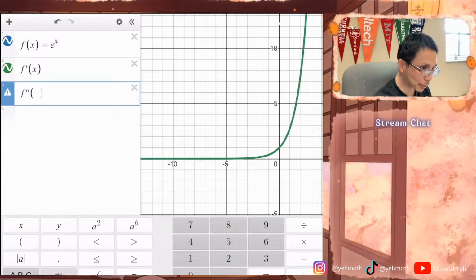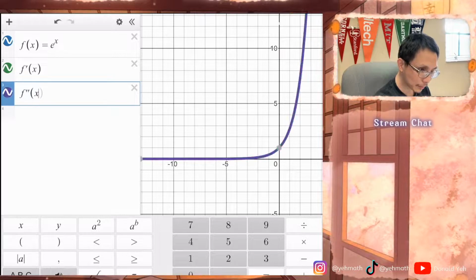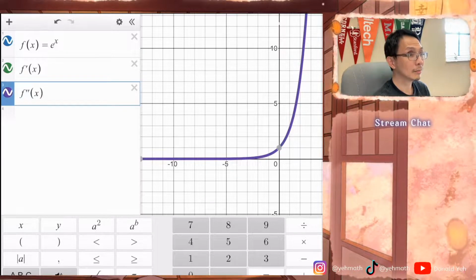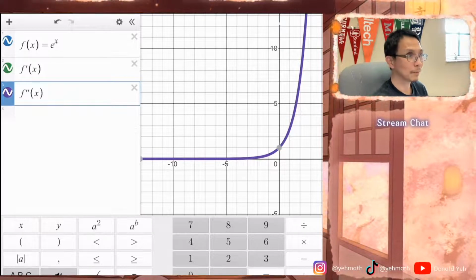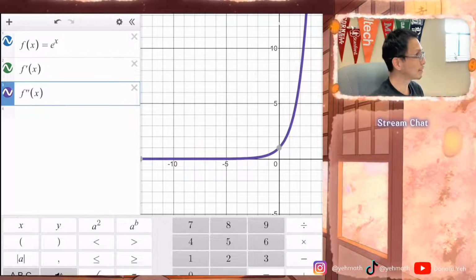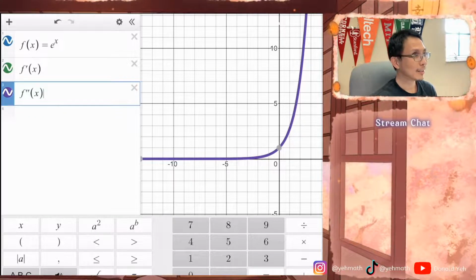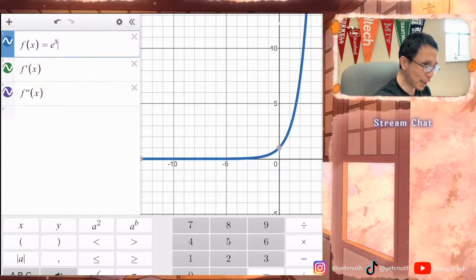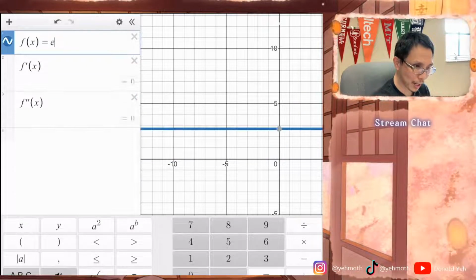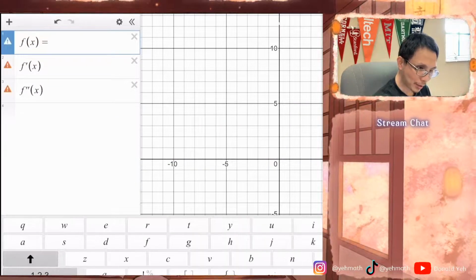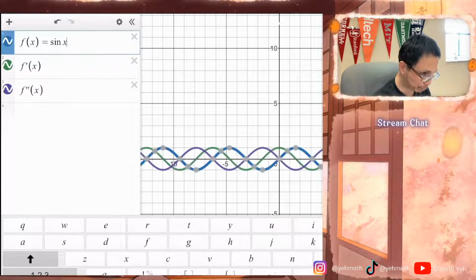I'm going to graph the double derivative of e to the x, right? Wow. Oh my god. See? Crazy mystery. Magic, right? It never happens with other functions. Try any other function. Try sine of x, right? If I try sine of x, that's not going to happen.